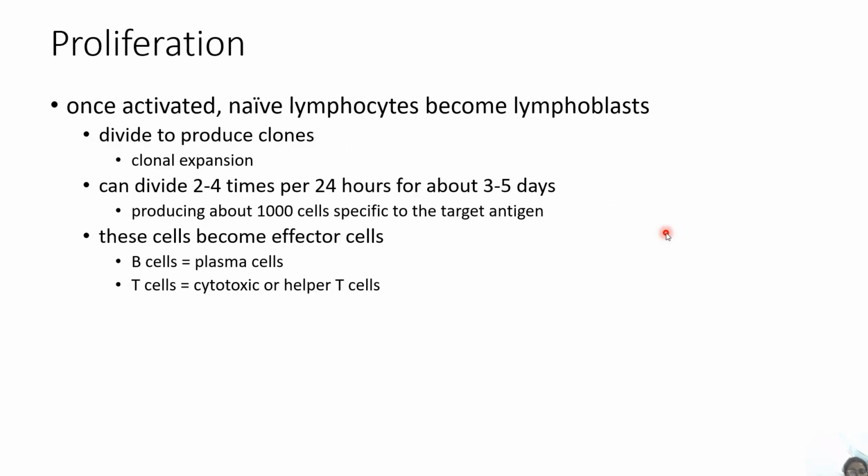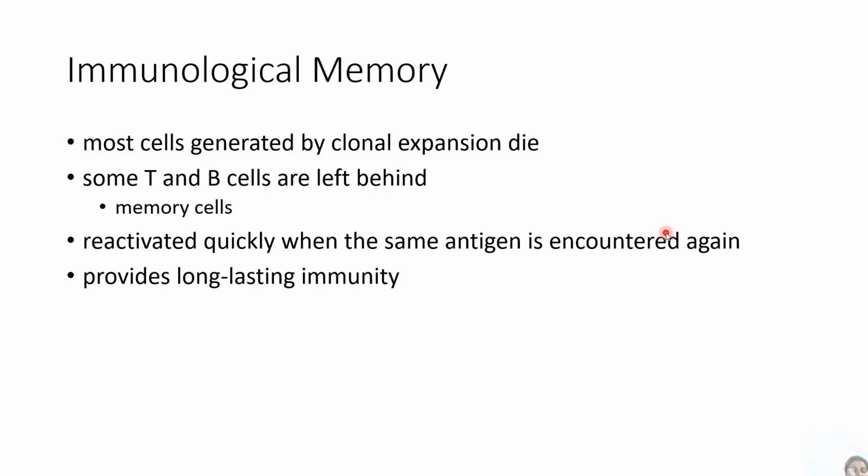Proliferation: once activated, naive lymphocytes become lymphoblasts. They divide to produce clones. Clonal expansion can divide 2 to 4 times per 24 hours for about 3 to 5 days, producing about 1000 cells specific to the target antigen. These cells become effector cells: B cells become plasma cells, and T cells become cytotoxic or helper T cells.